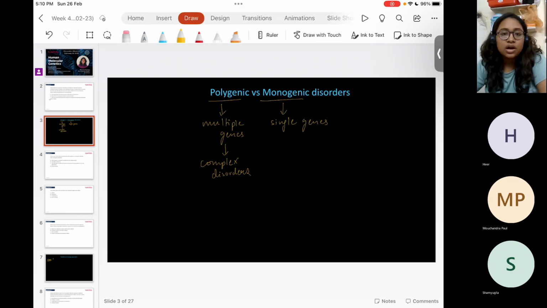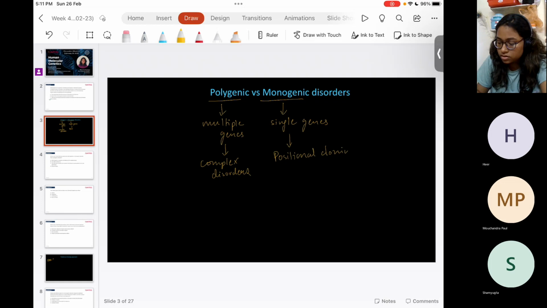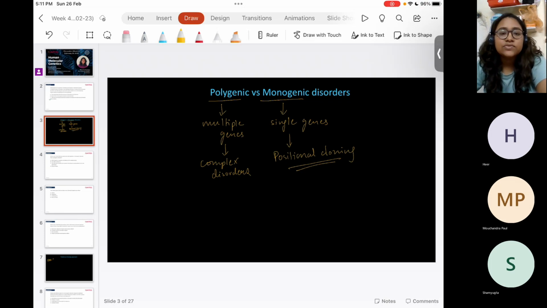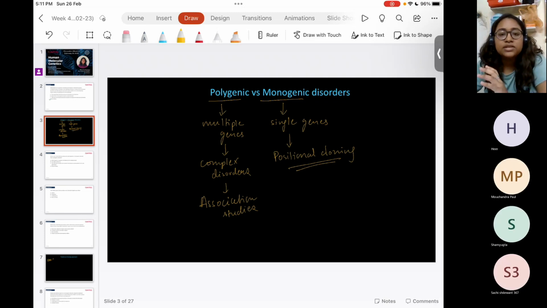And how are these polygenic or monogenic disorders studied? People use a positional cloning approach to identify the unknown gene which is resulting in the disorder. And this unknown gene is a single gene only, so they use a positional cloning approach. Whereas for polygenic disorders, people use association studies, where an association study involves a case group and a control group.